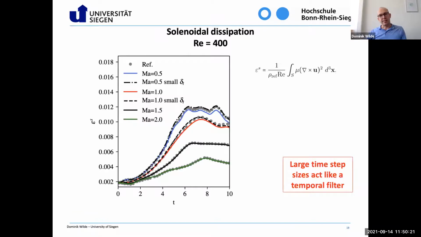So coming back to the SLLBM, we also looked at the solenoidal dissipation at this Reynolds number, and we see that the agreement is quite good, but we can even improve the agreement if we decrease the time step size. For the smaller time step sizes, we see that the agreement with the reference is better, which indicates that our method acts at large time step sizes like a temporal filter, so you can improve this by decreasing your time step size.